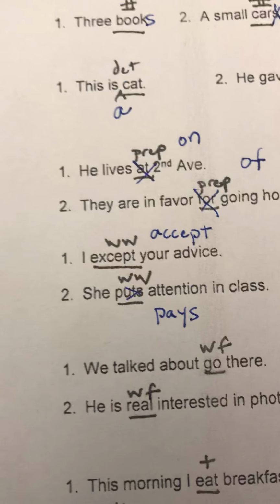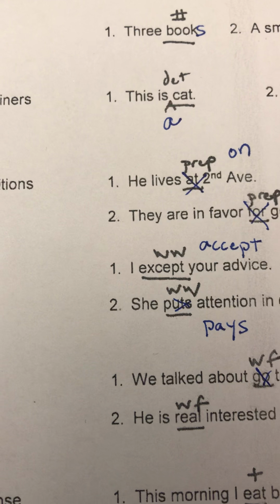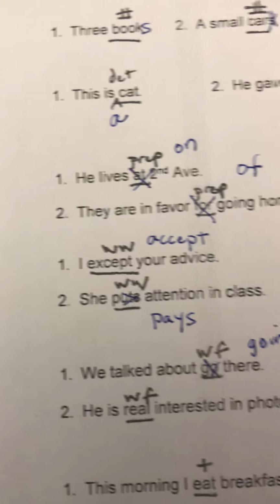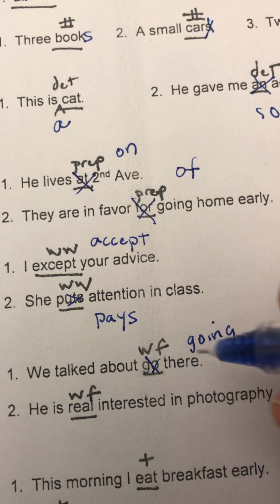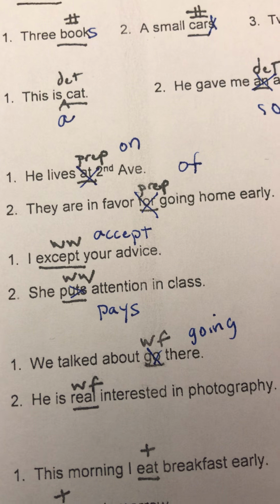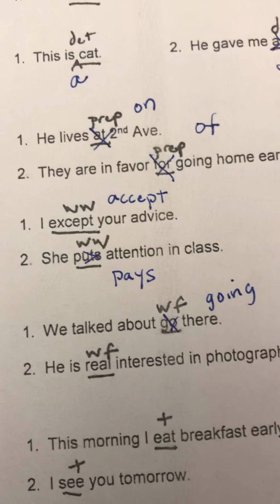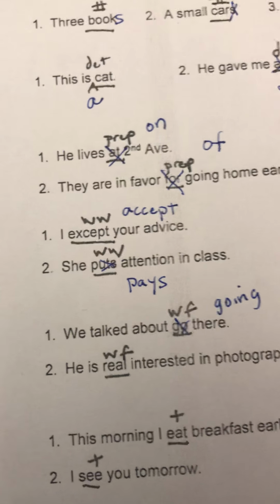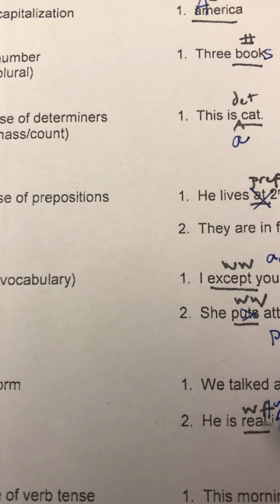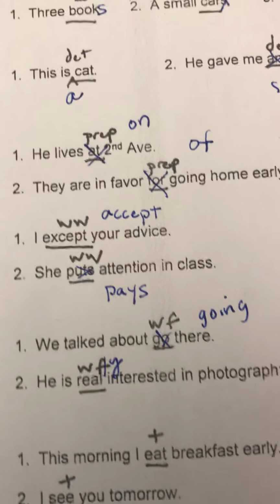Moving right along, wrong word form. We talked about go there. We talked about going there. So the word go is fine, except it's in the wrong form. It needs to be in the gerund form. Also, he is real interested in photography. Real should be really. So real is not bad, it just needs to be in the adverb form.